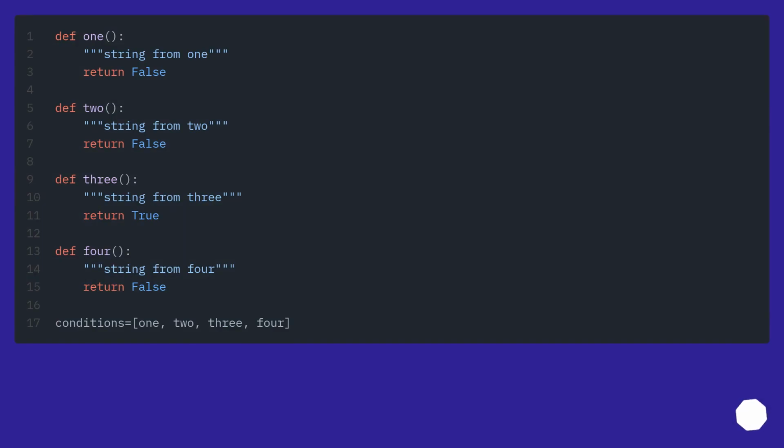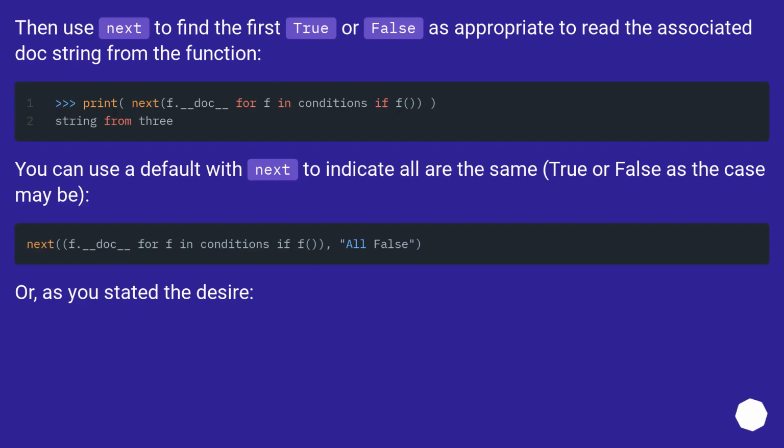I would do something like this. Then use next to find the first true or false as appropriate to read the associated docstring from the function. You can use a default with next to indicate all are the same, true or false as the case may be. Or, as you stated the desire.